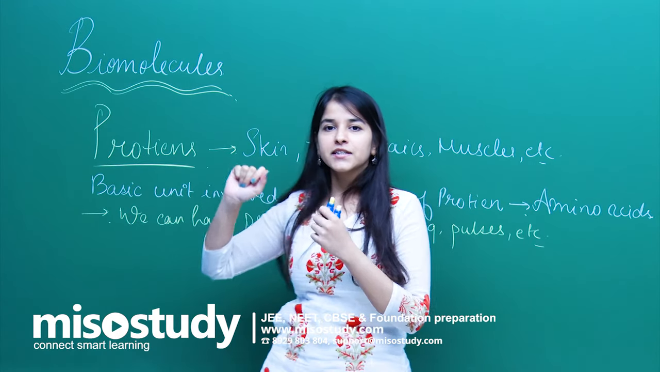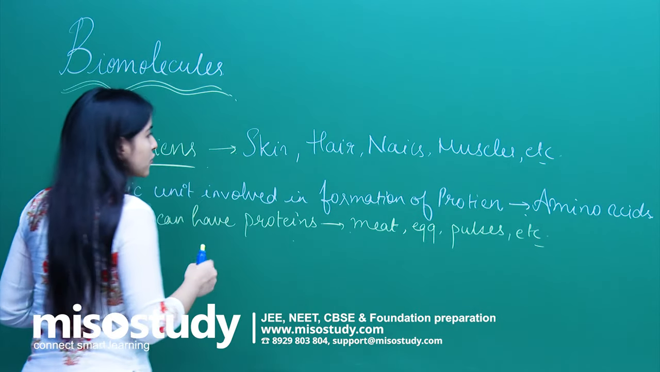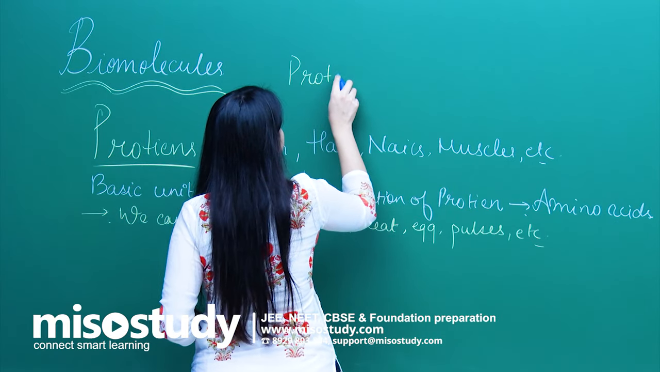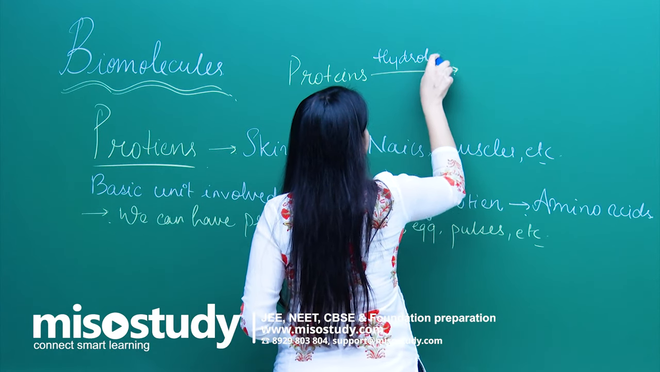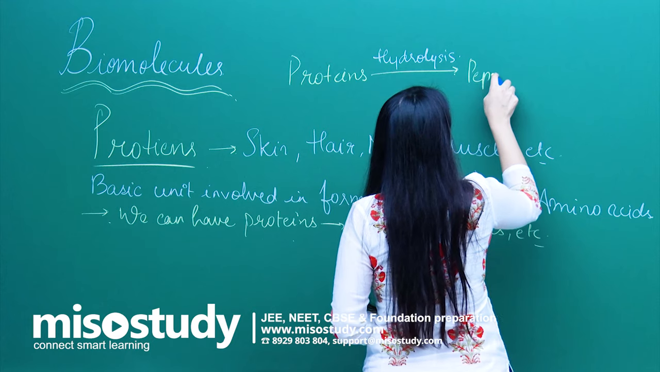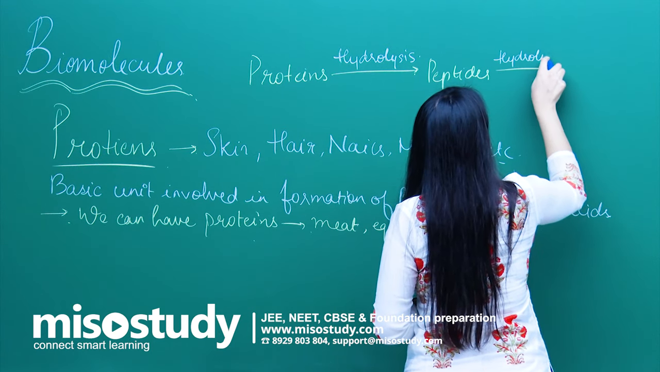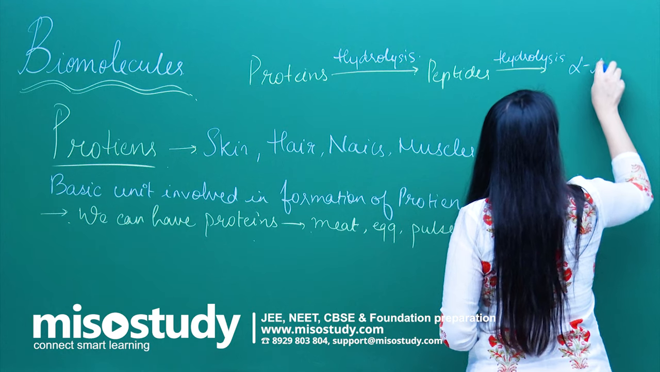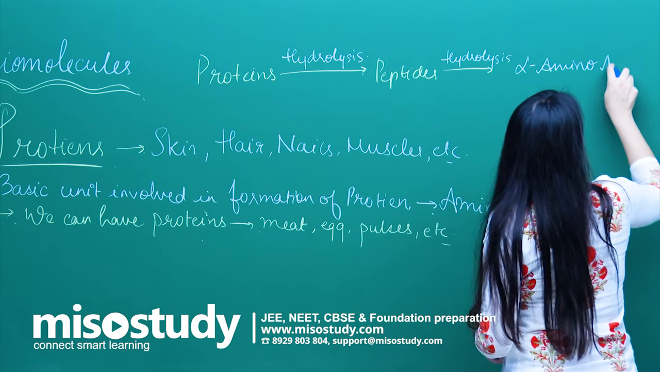So just try to note this down, then I'll be taking up the amino acids. Basically, how are the proteins formed? I'll be writing down a very basic reaction that is happening in our bodies. So here, what is happening? Proteins in turn hydrolyze. Hydrolysis. And what do they give? They give peptides, which in turn again hydrolyze, and they give alpha amino acids, or simply you can say the amino acids. I am going to discuss what alpha is in this case. So, alpha amino acids.